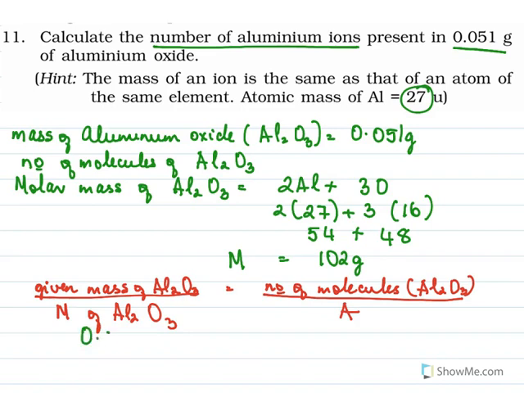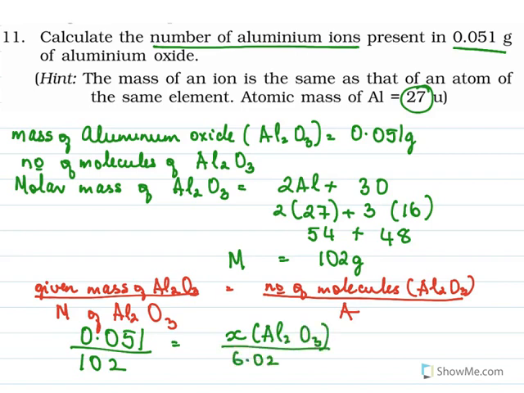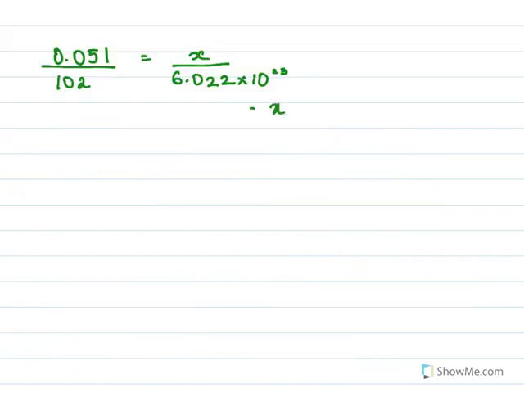So let's put the values. The given mass is 0.051, molar mass 102, number of molecules we need to find. This is, remember, molecules of Al2O3. Avogadro's number 6.022 10 raised to 23. So let's find this, how many molecules are present of aluminum oxide. So we need to find X here. So we'll do 51 over 102. To remove the decimal, I multiply by 1000, and this is 6.022 10 raised to 23.